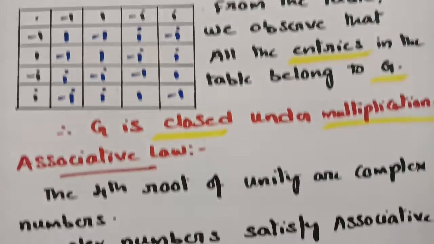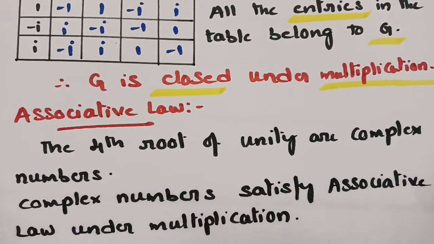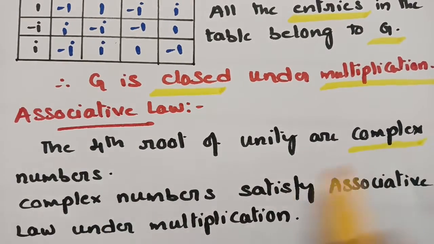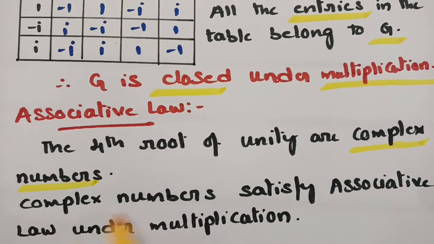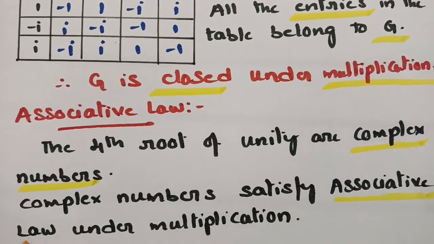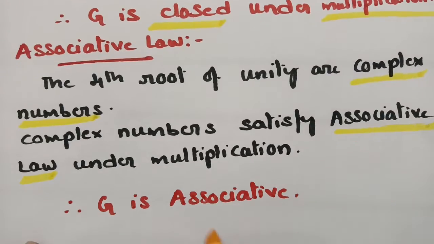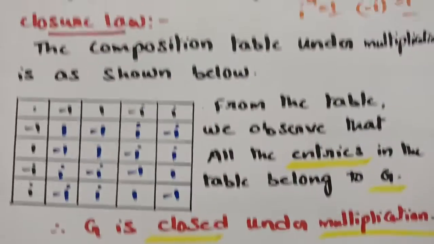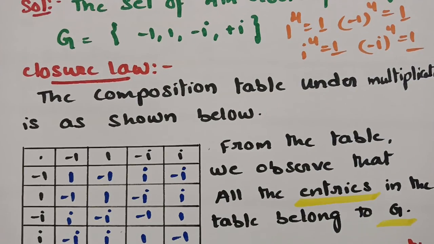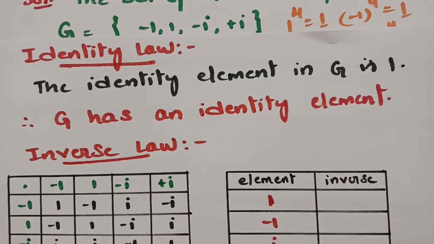Clear? And the next property here is the associative property. The fourth roots of unity are again complex numbers. We know that complex numbers satisfy the associative law, and therefore G is associative. So the closure property is proved, the associative law is also shown, and therefore the next one is the identity law.